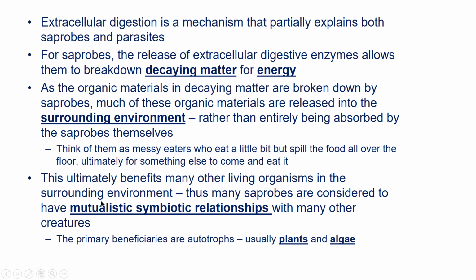And so this ultimately ends up benefiting. It's generally considered a good thing in most cases. And as a result, these are referred to as mutualistic symbiotic relationships, which we'll define at the very end in a little more detail, or at least reference to where to look at those in the book. But that's a type of relationship in which one organism kind of benefits another. So the saprobes tend to benefit other organisms around them. And although there are many, many specific types of relationships here, these tend to benefit things like plants and algae overall.